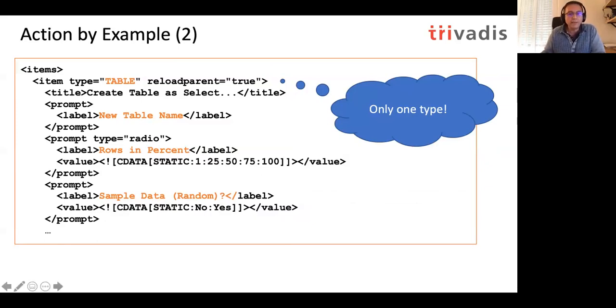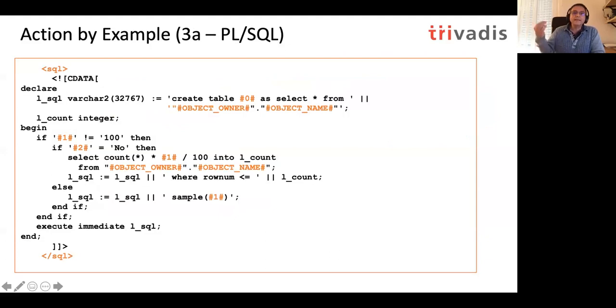Then I define my prompts. The first prompt is the new table name. It has no type defined and no additional information, so it's just a text field. Then I have the possibility to define a radio button group with the values 1, 25, 50, 75, and so on. And then the other option is that I create the list of values. If I don't define some type here, but I define the list of static values, then I get a combo box.